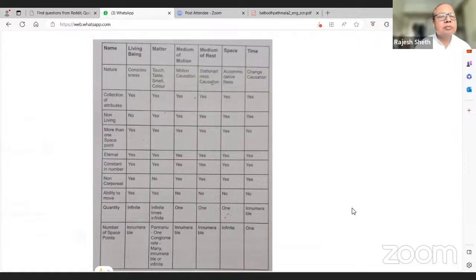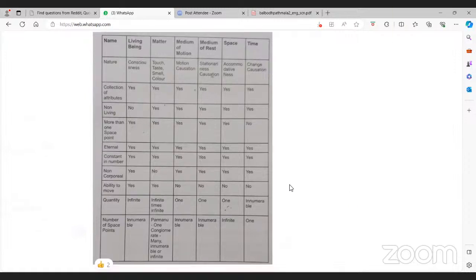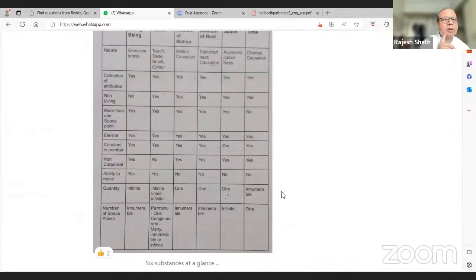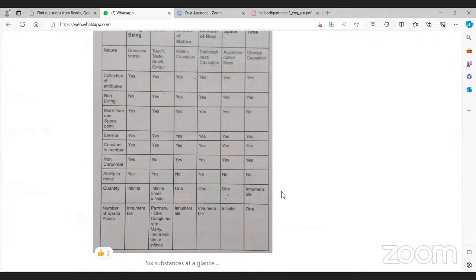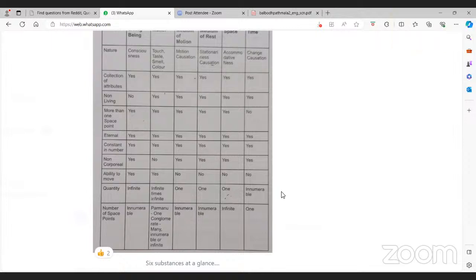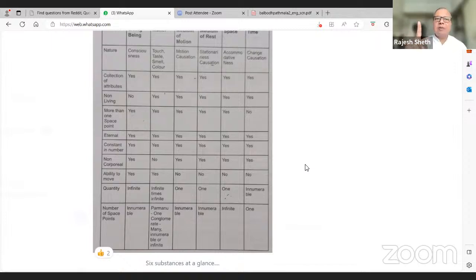For matter, Parmanu, one; conglomerate, many; innumerable or infinite. So you are able to understand what is written in the column of the matter. The smallest unit of matter is called Parmanu, atom. So atom is the smallest indivisible particle of matter. When we consider one atom, one atom is one substance. And what we see now as a mobile is a collection of infinite atoms.